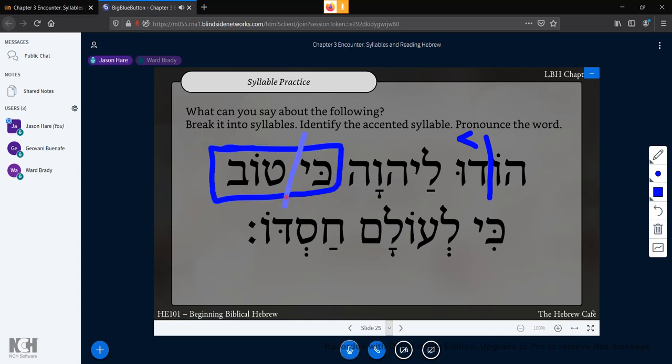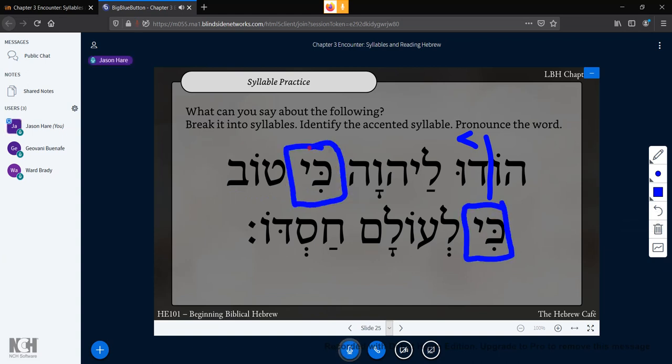Ki is its own word, so it's like an accented syllable, and it's long. Tov is its own word, therefore it's accented, and it's long. Okay, hodu ladonai ki tov. Ki, again, is by itself. Ki means because, or for, or that. Hodu, give thanks. Give thanks to Adonai, because he is good. Or you might say, it is good to give thanks to God. Give thanks to God, for it is good, or he is good.